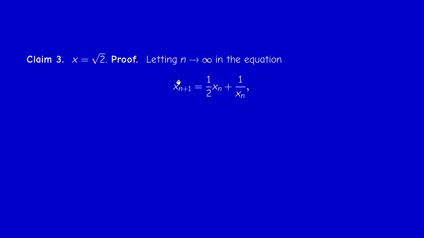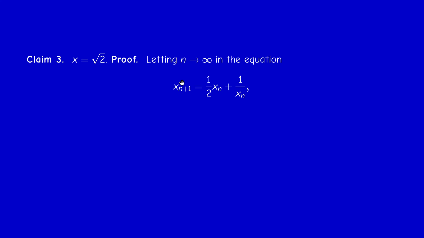Okay, consider the recurrence relation linking x_{n+1} to x_n, and let n tend to infinity. Then the first term converges to 1/2 x, the second term to 1 over x. And if x_n converges to x, then x_{n+1} also converges to x. So at the limit, I get x equals 1/2 x plus 1 over x. So 1/2 x is 1 over x, and therefore x squared equals 2.